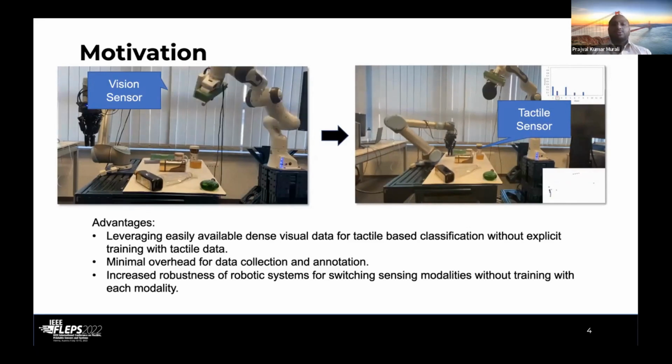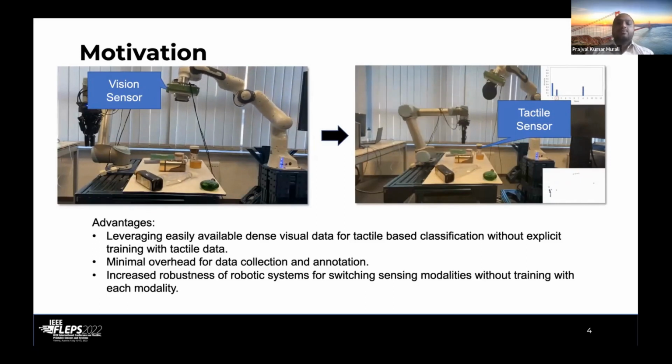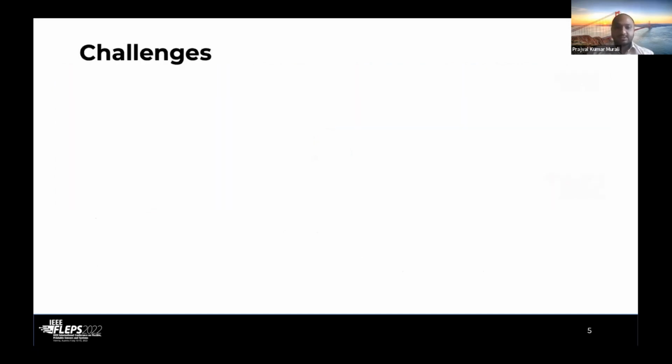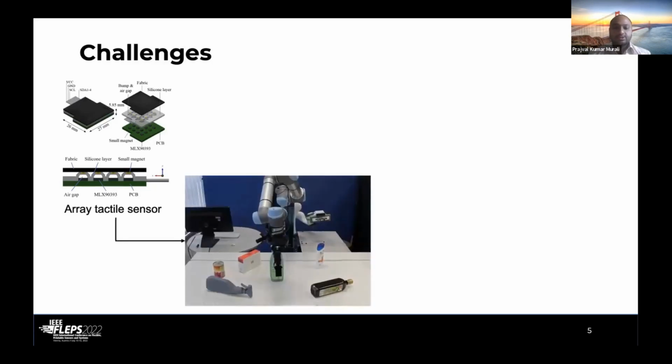Now that the motivation is more or less clear on why this is an important problem to solve for artificial agents, there are some challenges which come up. In typical array-based tactile sensors that are commercially available and which can be used for robotic grippers, as shown here, we can acquire tactile data by performing contact locations, by touching the object from different locations.